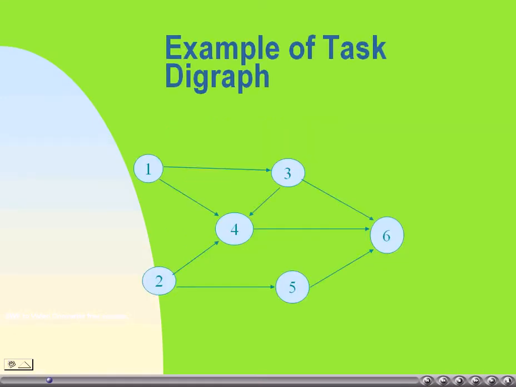Now consider the following task graph. It is an acyclic graph, a directed acyclic graph, a digraph. It has 6 nodes in total. The connectivity edges are shown in the figure.